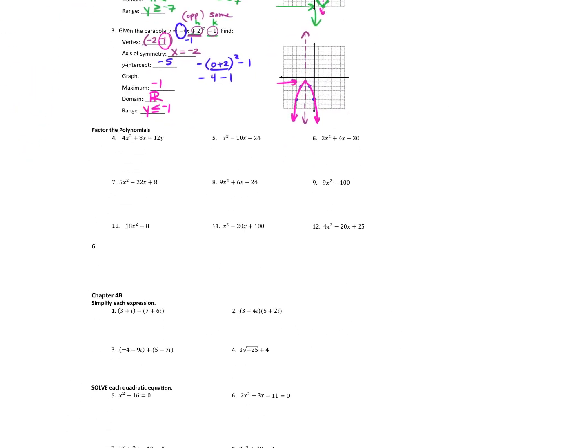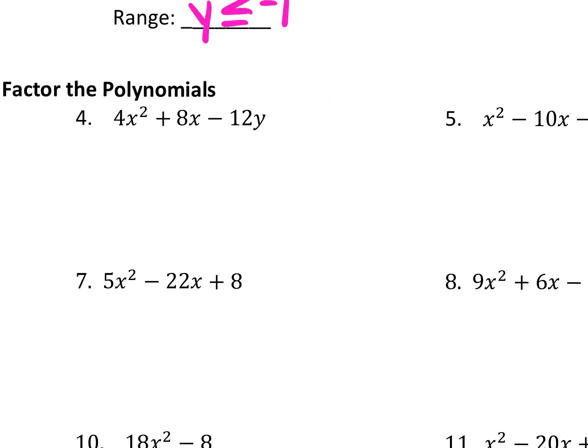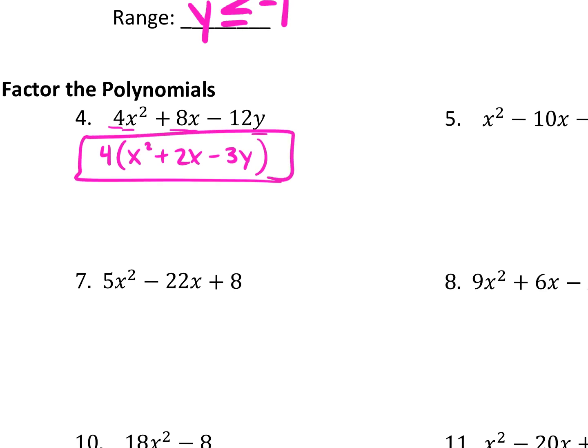All right, then we have some factoring. We'll see how much of this I get through right now. So when you factor this one, notice there's an x squared, there's an x, and there's a y. So this one doesn't factor very far at all. You do have a 4, an 8, and a 12, so you can factor out a 4. And what you're left with is x squared plus 2x minus 3y. But there's nothing more you can do since there's an x and a y. That's as far as we can go. So this would be the factored form.